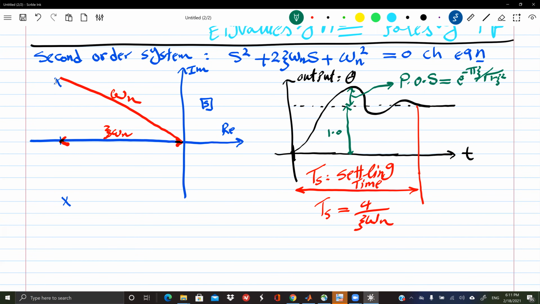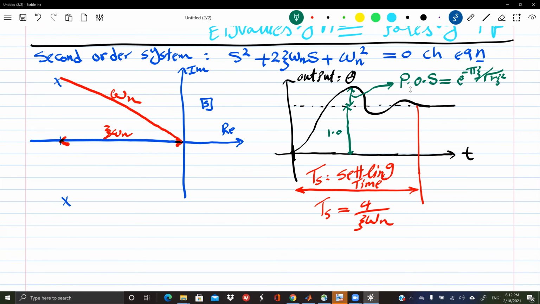So remember, here are the location of the poles. I got my poles, fine. My poles determine immediately zeta and omega n. And zeta and omega n, zeta alone determines the overshoot, and together they determine the settling time. We feel the settling time. We understand why important it is. It is how fast your system is responding.